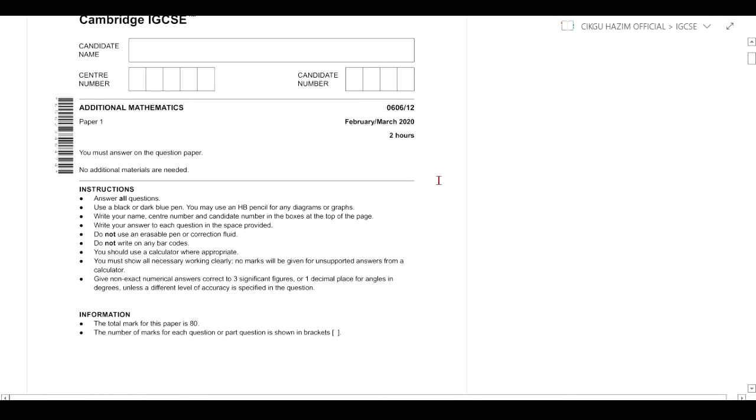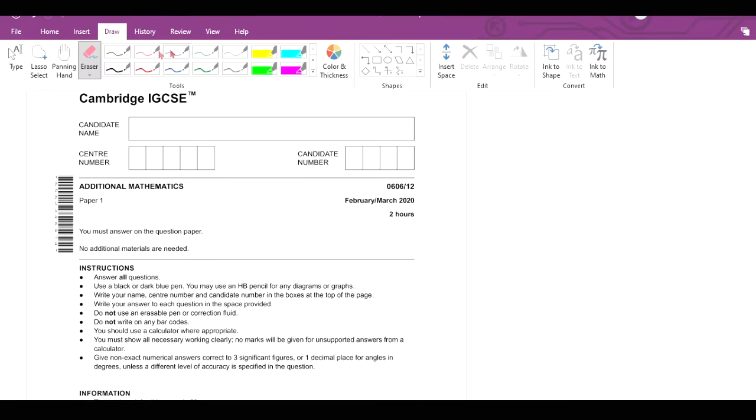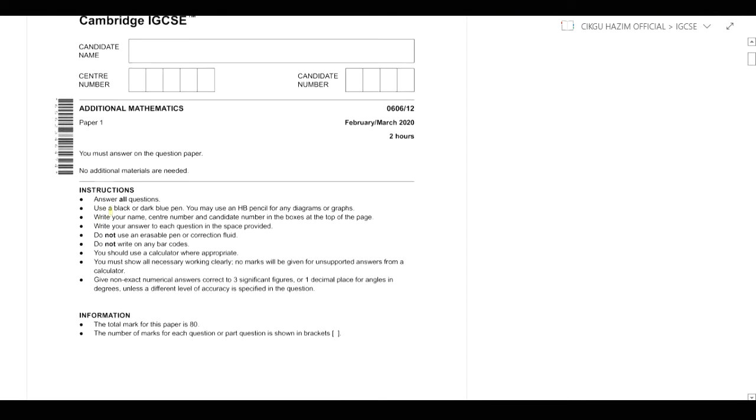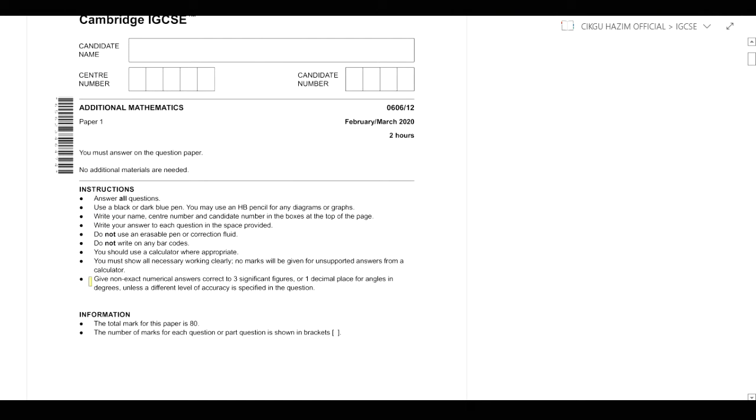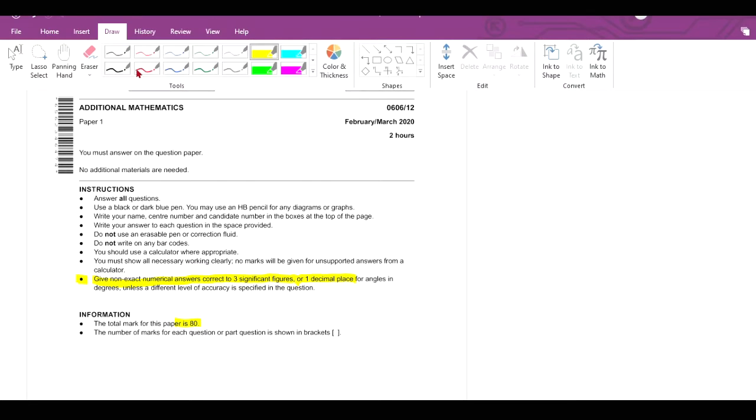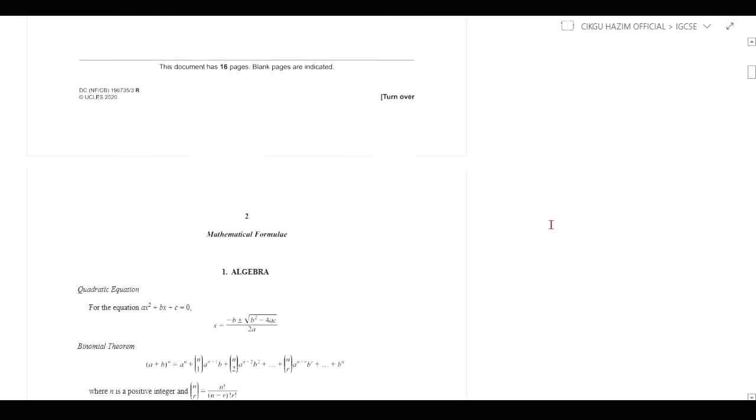Okay, so of course in this kind of question, I think I already mentioned before, the most important instruction here is this last point, which is given non-exact answer corrected to three significant figures or one decimal place. Okay, that's the most important. The rest of it is still the same. And you also need to know that the total marks provided is 80 marks.